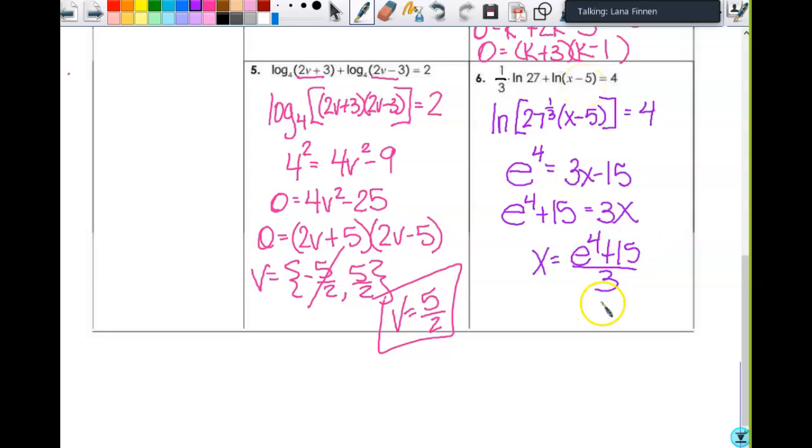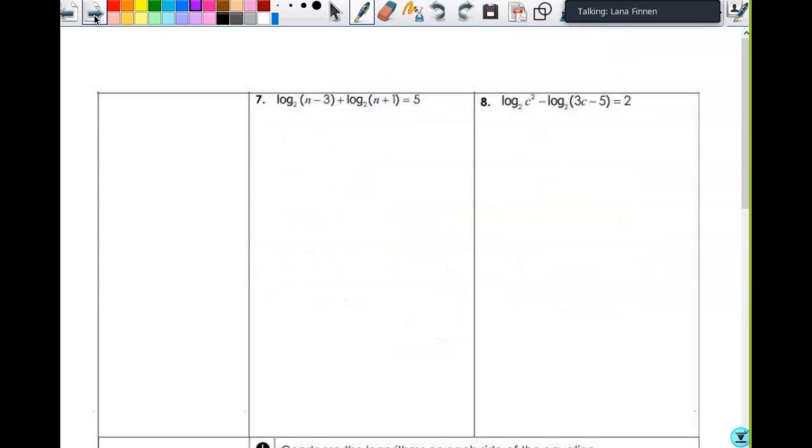So can you tell by looking at this if it would have a value greater than 5? Hopefully, because 15 divided by 3 is 5 itself, right? And so as long as this is something greater than 0, I'm good. Clearly, it's something greater than 0. No big deal. There's my answer. Any questions at all? All right. Then I want you to work on the next one, number 7.